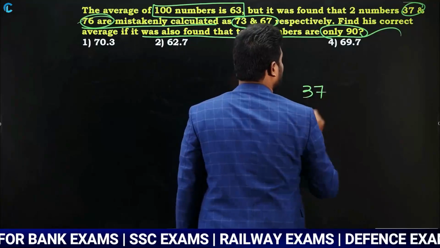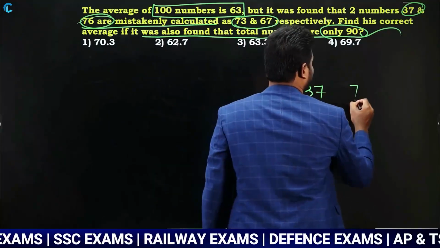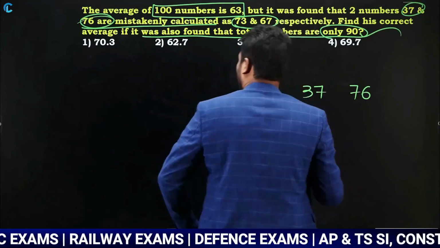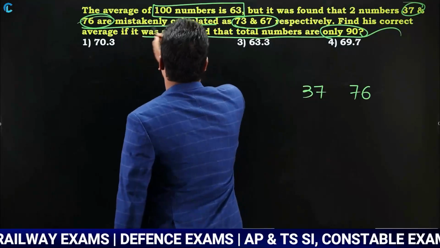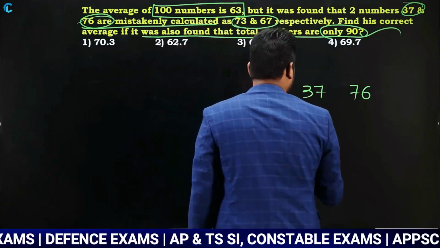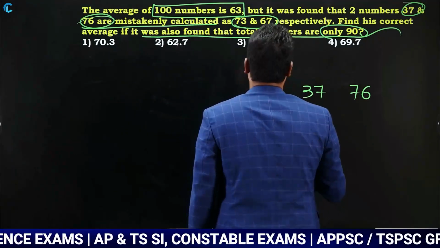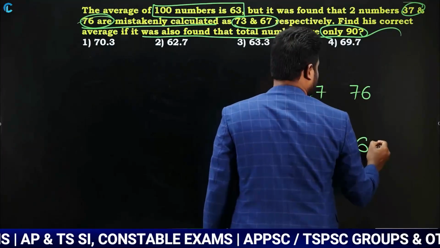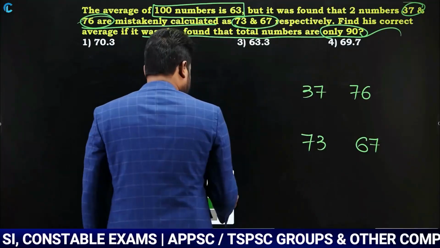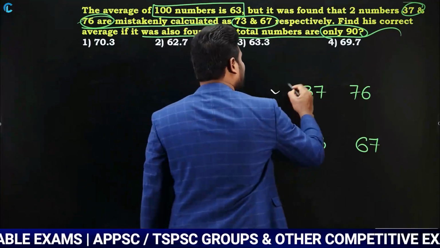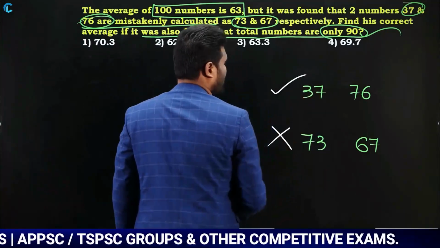One is 37 and the other number is 76. Yes or no? But these numbers are mistakenly calculated as how much? Mistakenly calculated as 73 and 67. Yes or no? Which means the above values are the correct values and these are the wrong values.